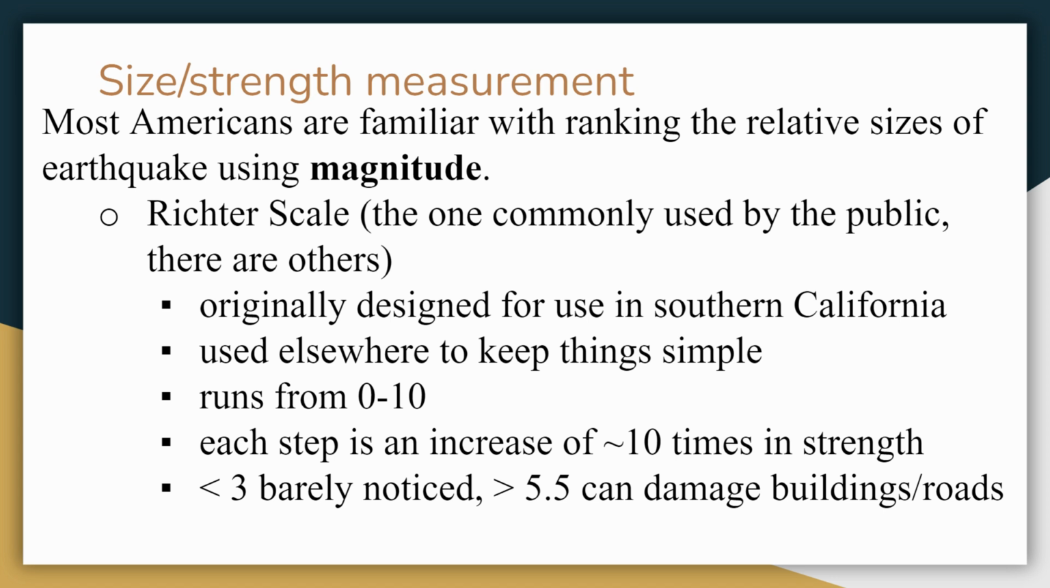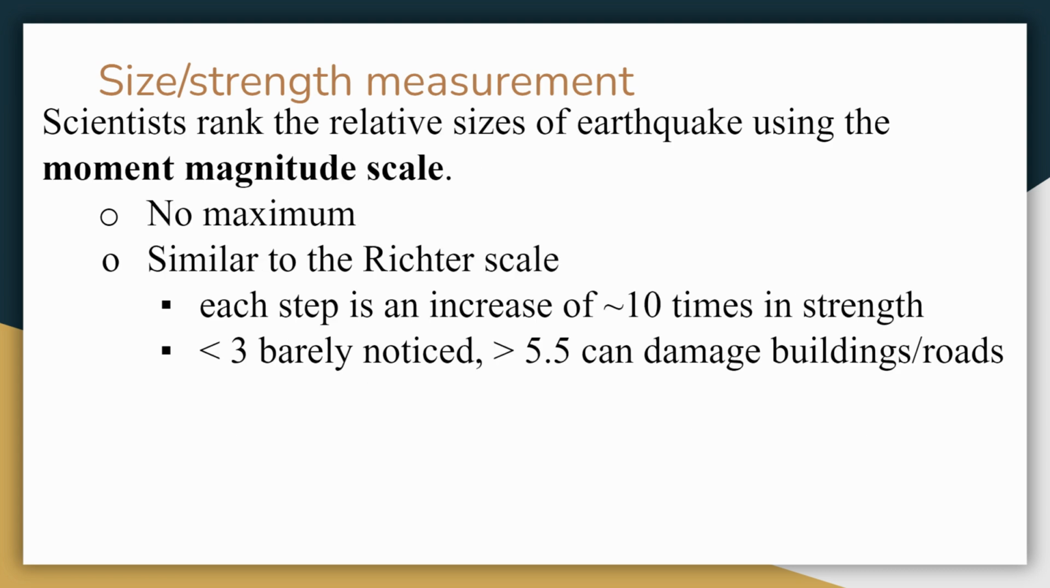The scale that scientists use now, we've switched over to the moment magnitude scale. It's again still 10 times in strength for each step. You still have the same general idea of a 3 is barely noticed, 5.5 starts causing damage. The difference here is with the moment magnitude scale, there's no maximum. It doesn't cap out. So you can get numbers that are 12, 15, 20 on the moment magnitude scale, whereas on the Richter scale it would stop at 10.